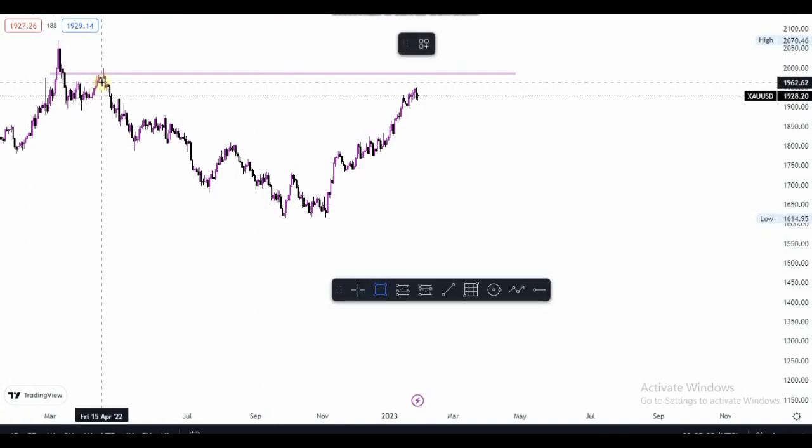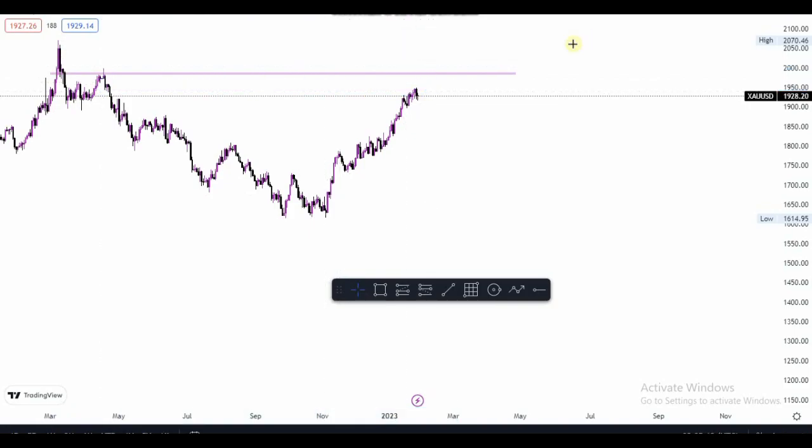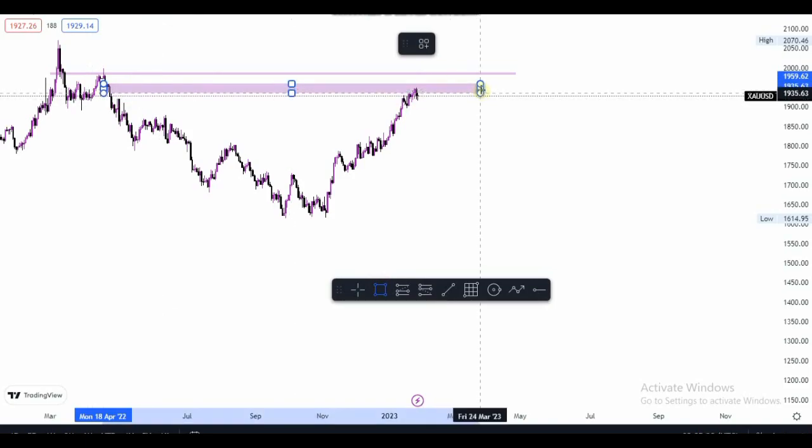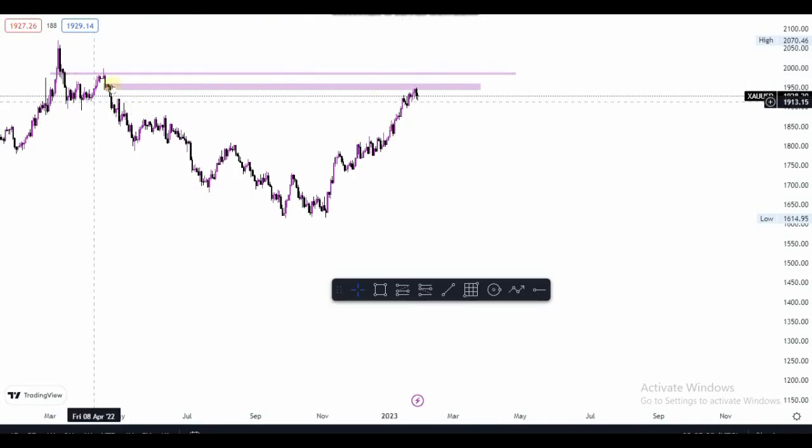I'll be dropping some videos on how to identify order blocks, so make sure that you're subscribed. And yeah, so this is our order block, right? And then as you can see, the market has rejected here.